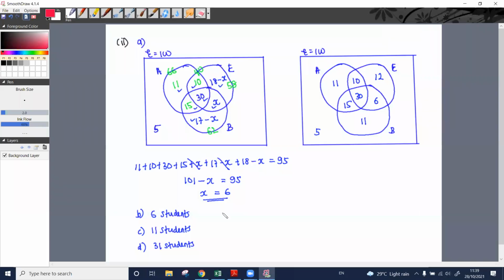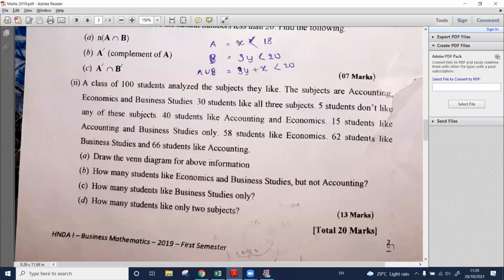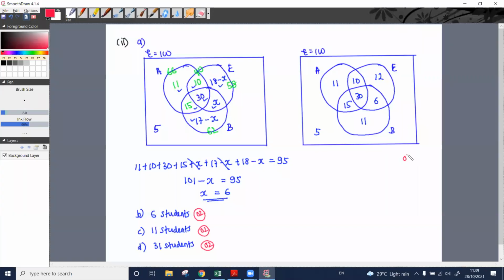Right. If you have got this correct, 2 marks for this one, again 2 marks for this one, 2 marks, and if you have done this one correct, altogether 7 marks. Right, so that is the end of question number 3.